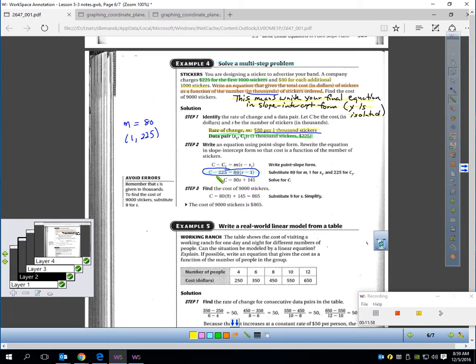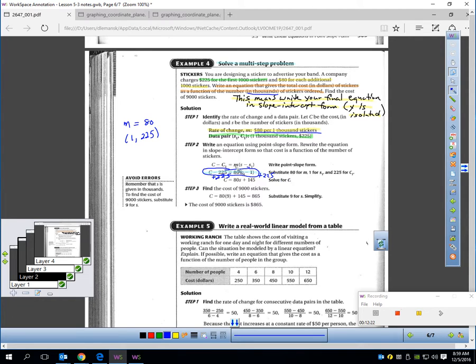Do you notice how they did not use x and y, they used s and c, but right now c is not by itself. It's easy to get c by itself. All you have to do is add 225 to each side.